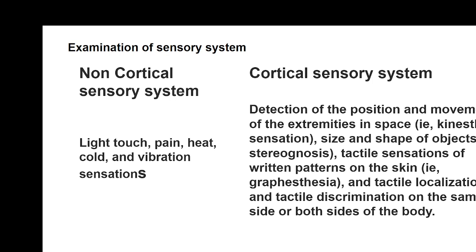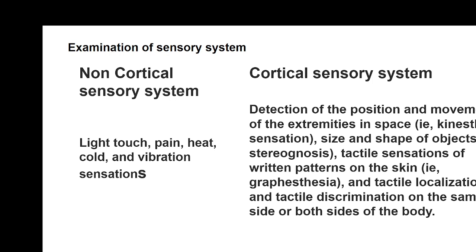Then the cortical sensory system. The kinesthetic sensation is tested by flexing or extending any of the joints, and then asking whether the patient can feel that or not. Again, the same protocol: eyes have to be closed, then you flex a joint and ask the patient whether the joint is flexed or extended, and the patient should answer correctly. For size and shape of objects, again eyes are closed, and you give an object with which the patient is familiar, and see whether the patient can identify it, any cuboid or maybe long, elongated object and so on.